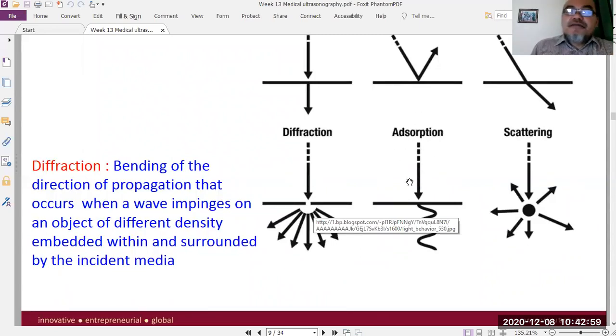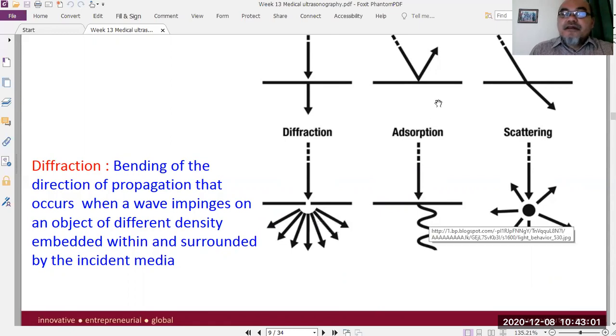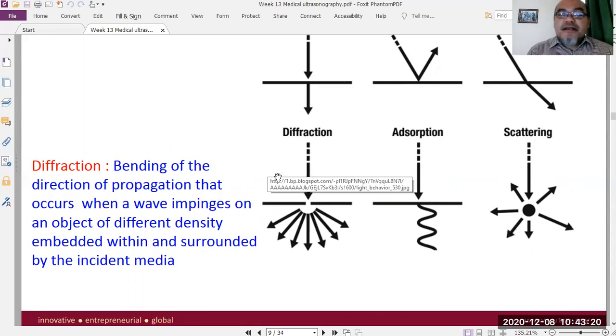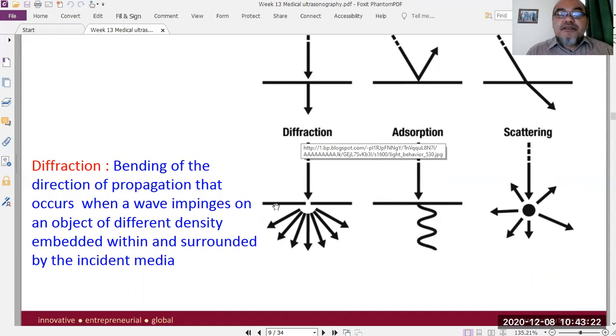Absorption is when the wave is absorbed as energy inside the medium. And scattering here is when the incoming wave is spread out, but not like diffraction. Scattering is more random compared to diffraction. So diffraction is the bending of the direction of propagation that occurs when a wave impinges on an object of different density, embedded within or surrounded by the incident media.